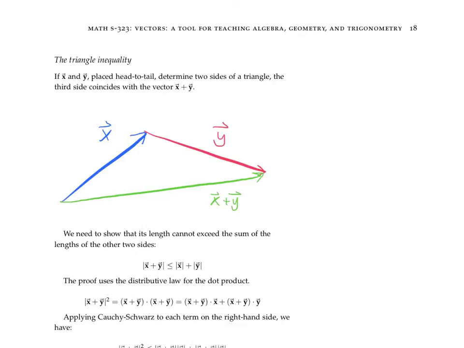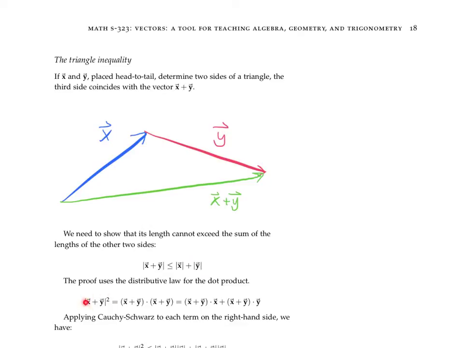And so the triangle inequality, which we use all the time in teaching geometry, is saying that the sum of the lengths of any two sides is always greater than the third and final side. So we say that the length of the side x plus y is less than or equal to the length of x plus the length of y. And there's actually a quick proof of this using the dot product.